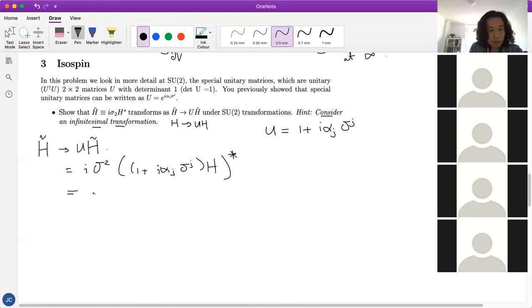Okay, and now I just have to multiply them in with i sigma 2, and I get an H star from the 1 here, and then minus i alpha_j sigma_j star, because I have to conjugate everything in this bracket. Sigma 1 and 3 are real, so they don't care, but sigma 2 is complex, so you do have to remind yourself to complex conjugate this thing. And then H star.